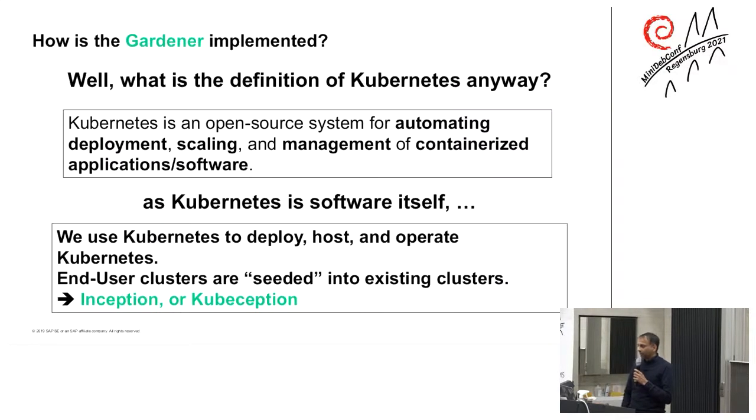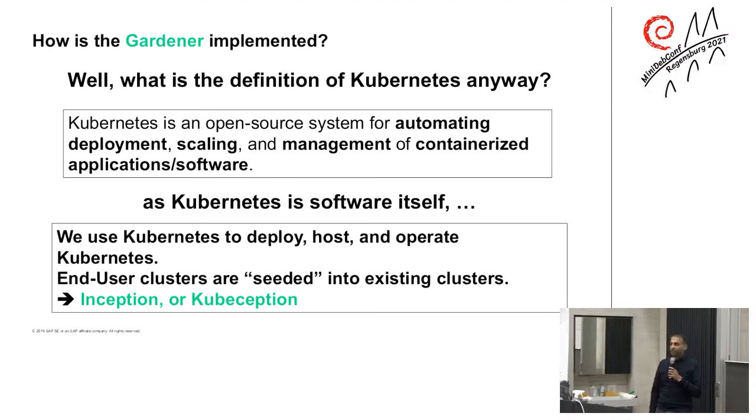So let me talk about how Gardener is implemented. If you think about it, what's the definition of Kubernetes? I won't read it out, it's good for managing containerized software. And if you think a second iteration, Kubernetes itself is software that is delivered in containers.